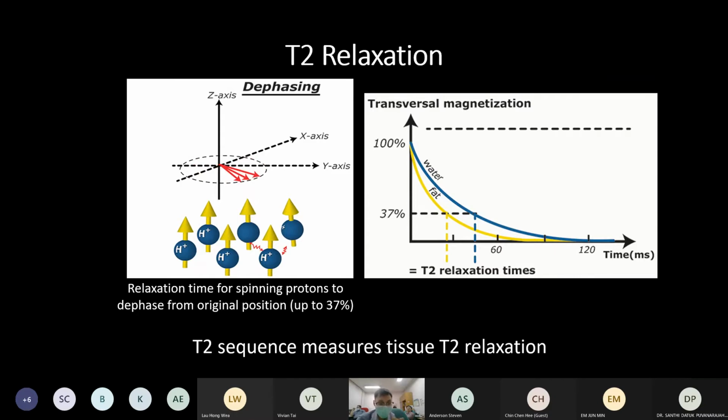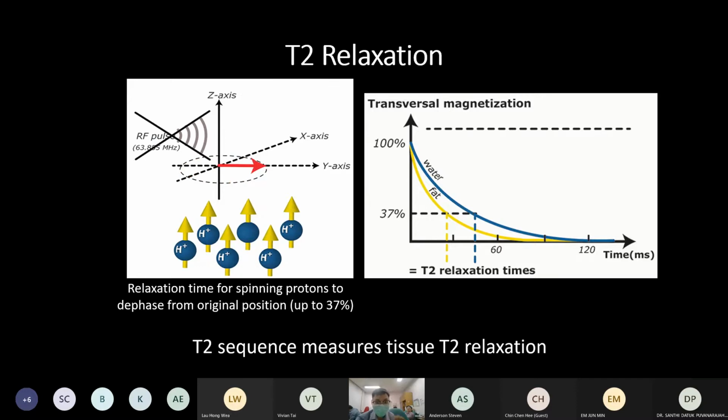So T2 is actually measuring this kind of direction. If you learn about the MRI basics, there's something called TE and something called TR, basically echo time and repetition time. In T2, you're actually measuring the phase of the atom after the relaxation takes place.